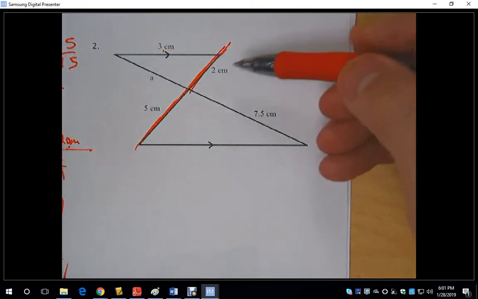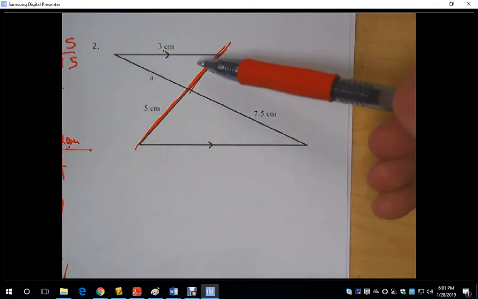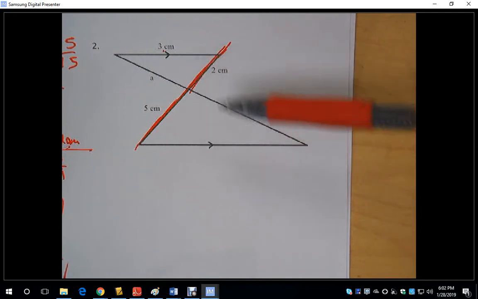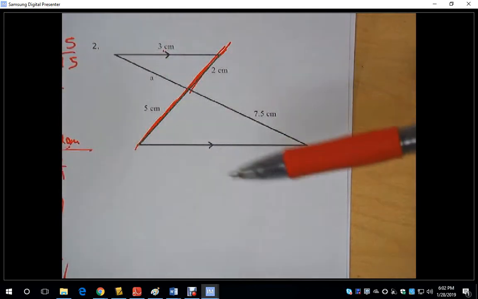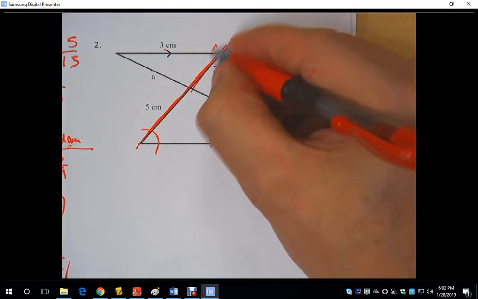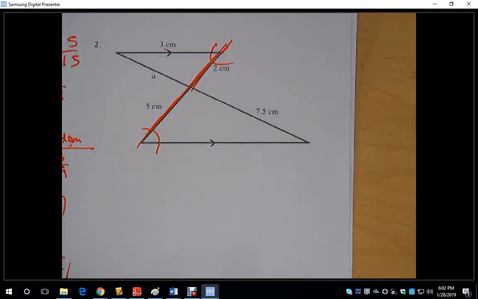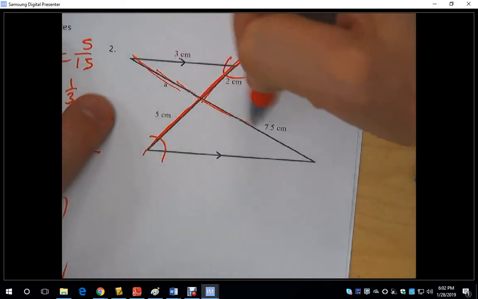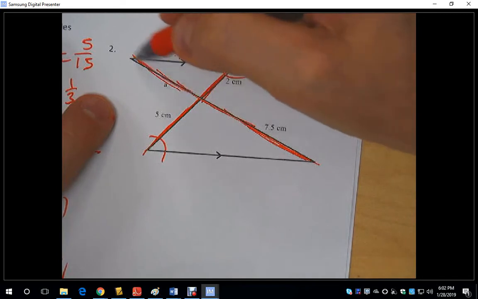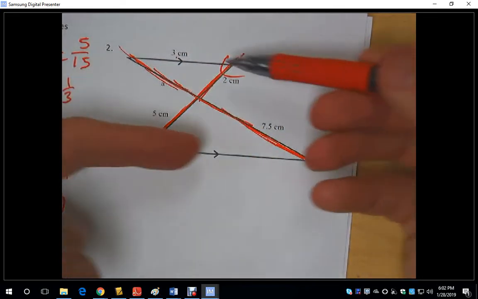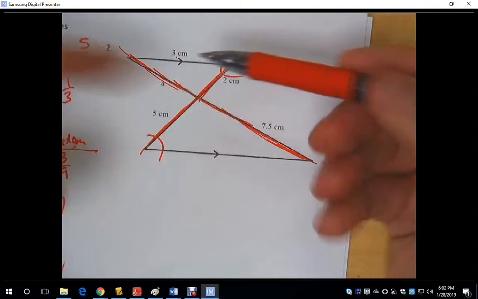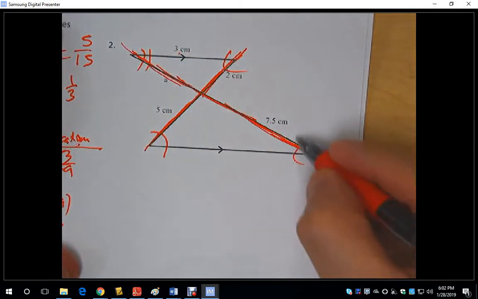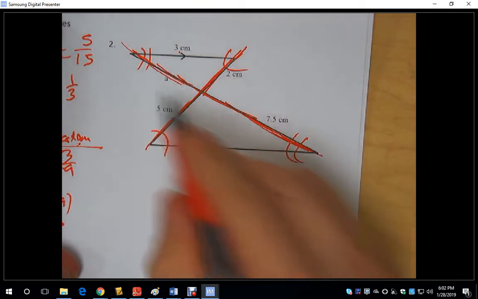And one of the parallel postulates says that if we have parallel lines cut by a transversal, that these two angles right here are congruent based upon alternate interior angles. So this angle is congruent to this angle. We also, if we look at this transversal cutting the parallel lines, then these two angles are going to be congruent based upon the same thing, alternate interior angles. So I'm going to indicate that with two little arcs for both of those angles.